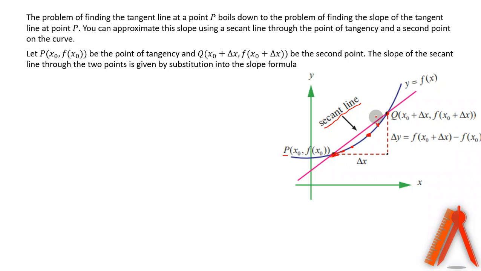And the other point, which is a variable point that may be moved, that's nothing but Q, which is equal to Q of x naught plus delta x comma f of x naught plus delta x, the second point. So therefore the slope of the secant line through these points. First of all, if we find the slope of the secant line, we can easily find it by reducing the value of delta x. For example, let's say it tends to 0.